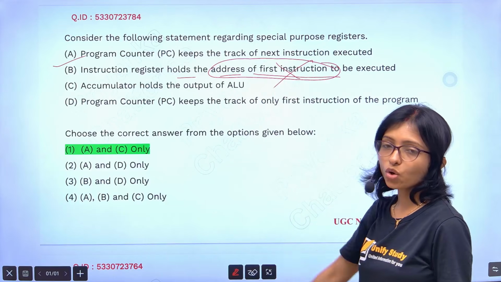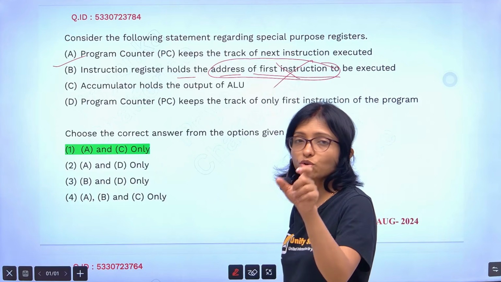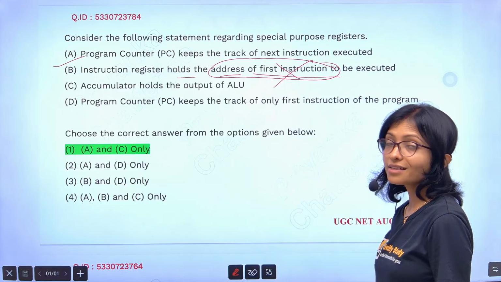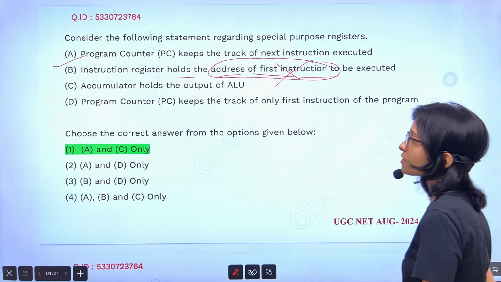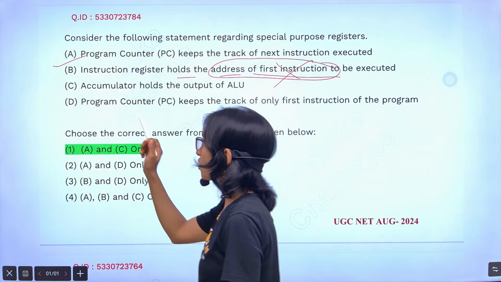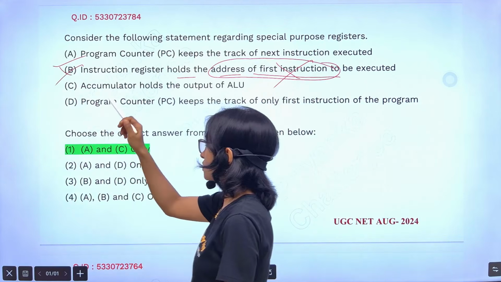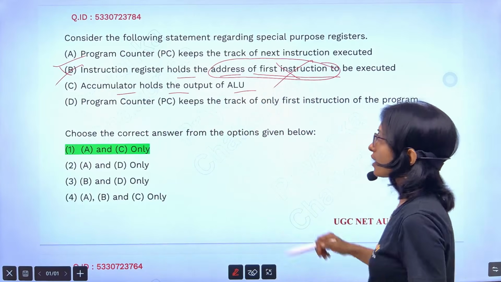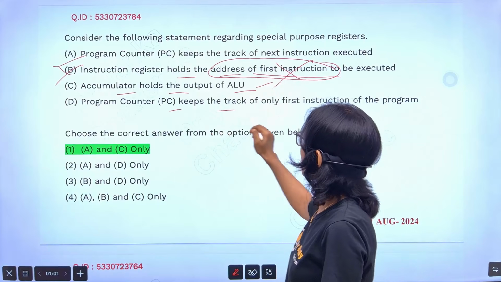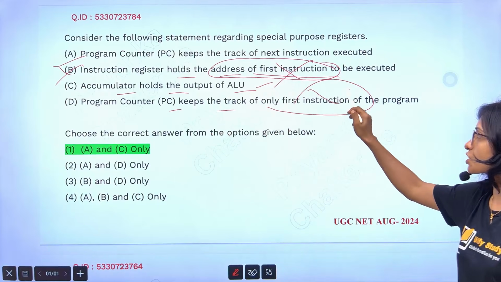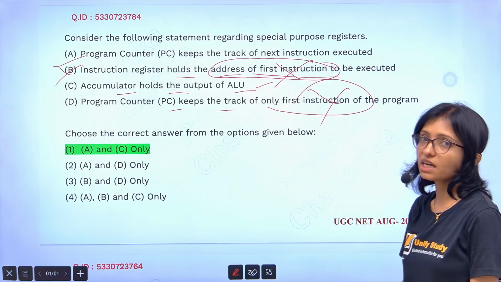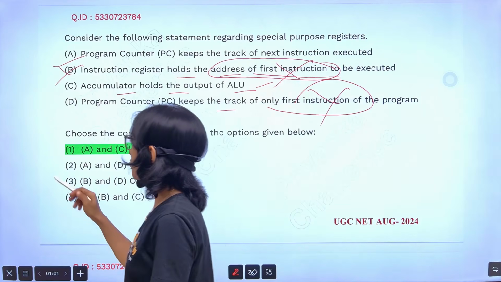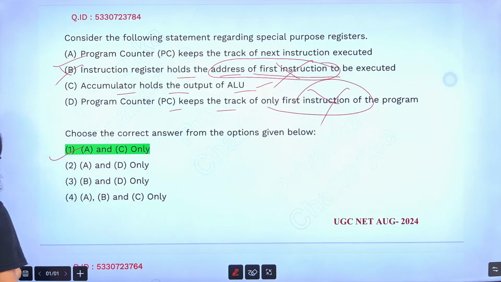Instruction register holds the address of the first instruction, not at all. Instruction register is holding the current instruction to be executed. The current instruction which I need to execute, that is the work of the instruction register. Accumulator holds the output of the ALU, that is correct. Program counter keeps track of only the first instruction, no, it is holding the address of the next instruction. That's why the answer is A and C.